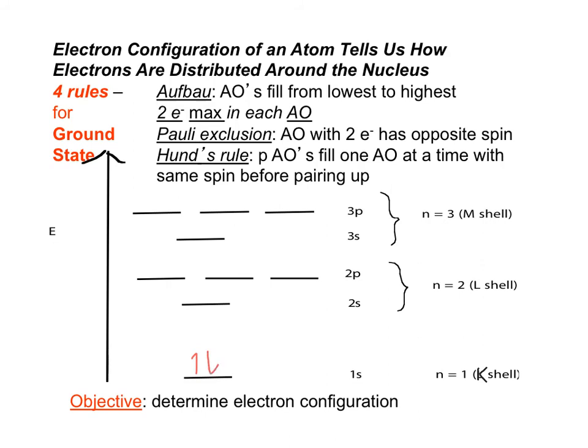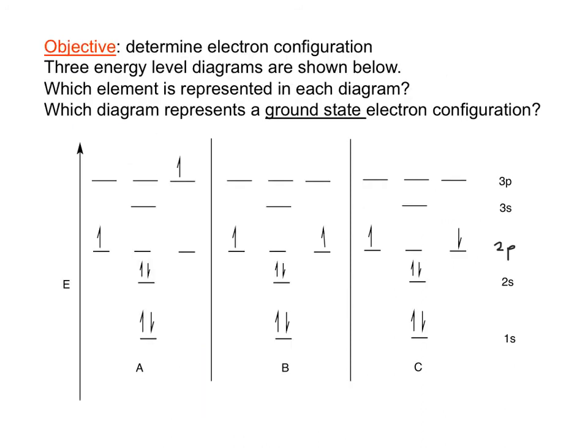Lithium has 3 electrons, so the third electron goes in the next highest energy atomic orbital, which is the 2s orbital. Let's apply Hund's rule in the next example. Stop the video and answer these questions. And the answers are: carbon is represented in each diagram, and B is the ground state electron configuration.